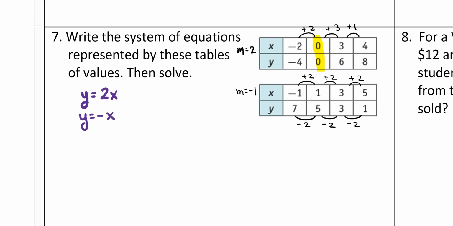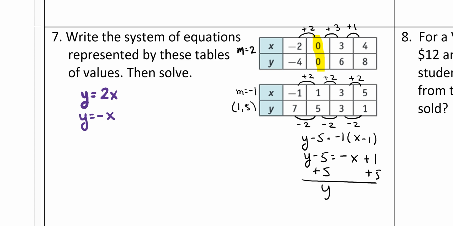So if you remember, if you know a slope, and if you know a point, such as 1, 5, you can pick any of those points, we would have y minus 5 equals negative 1 times x minus 1, coming right back to point slope. So y minus 5 equals negative x plus 1, and then add 5. So here, y equals negative x plus 6, and that's logical because 6 would fall between 7 and 5, as would 0. So that means our y-intercept here is going to be plus 6.